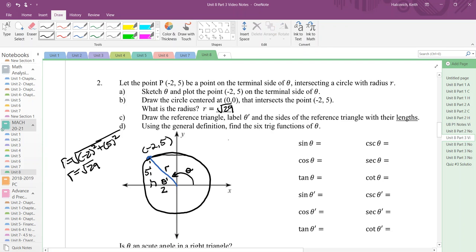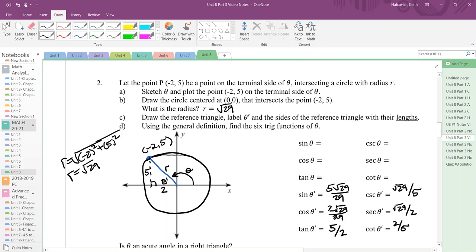When we do the sine for the reference triangle, we get 5 over radical 29, which can be rationalized to 5 radical 29 over 29. For cosine, it's 2 over radical 29, which is 2 radical 29 over 29. And for tangent, we get 5 over 2. And then we just do the reciprocals. This would be radical 29 over 2. And this would be radical 29 over 5.